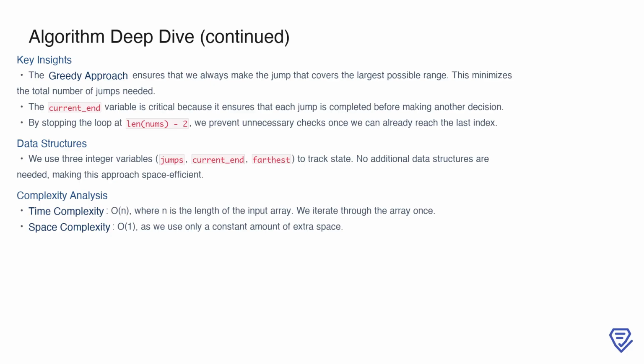By stopping the loop at len(nums) - 2, we avoid redundant checks once we know we can reach the last index. This method is also efficient in terms of space and time complexity. The algorithm has a time complexity of O(n), as we only iterate through the array once. Its space complexity is O(1), since we only use three integer variables, jumps, current_end, and farthest, to track the state throughout the computation. No additional data structures are required, making this approach both time-efficient and space-efficient.